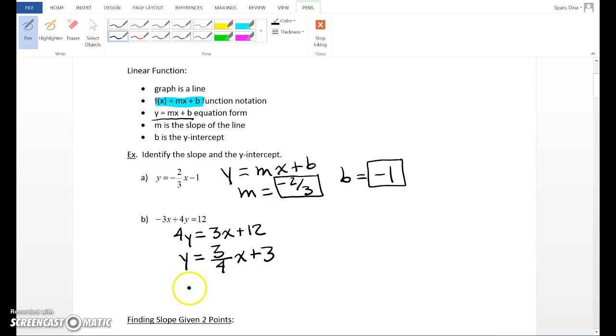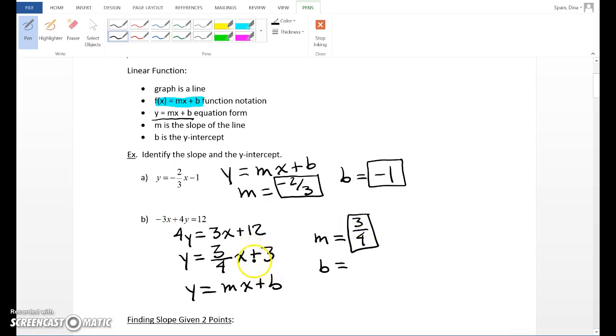Since it's solved for y, you can see it's in this form, y equals mx plus b. So I can readily pull off my slope and my y-intercept. The slope is always the coefficient to x on the other side as long as it's solved for y. Solve that equation for y first. Coefficient to x is your slope. Here we had a 3/4.